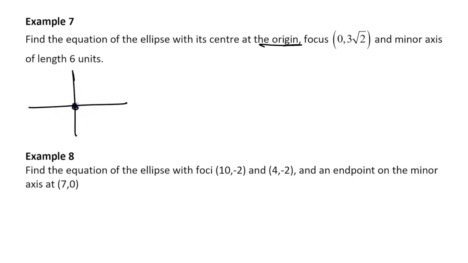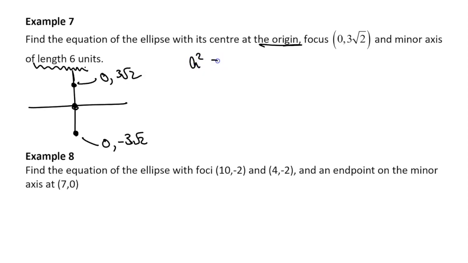We have a center at 0, 0. At 0, 3 root 2 we would have something right here. I guess we know that we could balance that out with the other point for the foci. Whoops. Right here at 0, -3 root 2. And it's saying that the minor axis is going to be of a length of 6 units. Okay, so let's think about what we know with this.